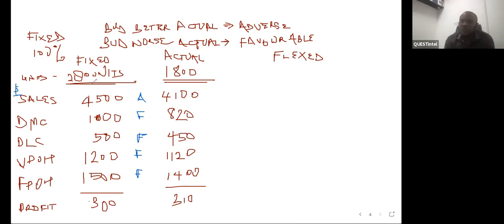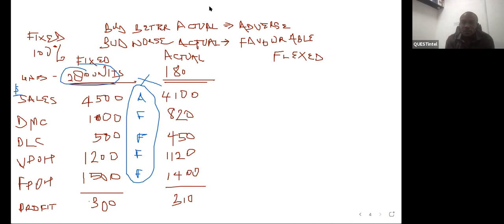But the most important thing we can say from this, and this is the part that I want you to remember for exam purposes and for discussion purposes, even professionally, is that our whole analysis is rubbish. It's completely rubbish. You can't compare 200 budget units with, sorry, 180 actual units.